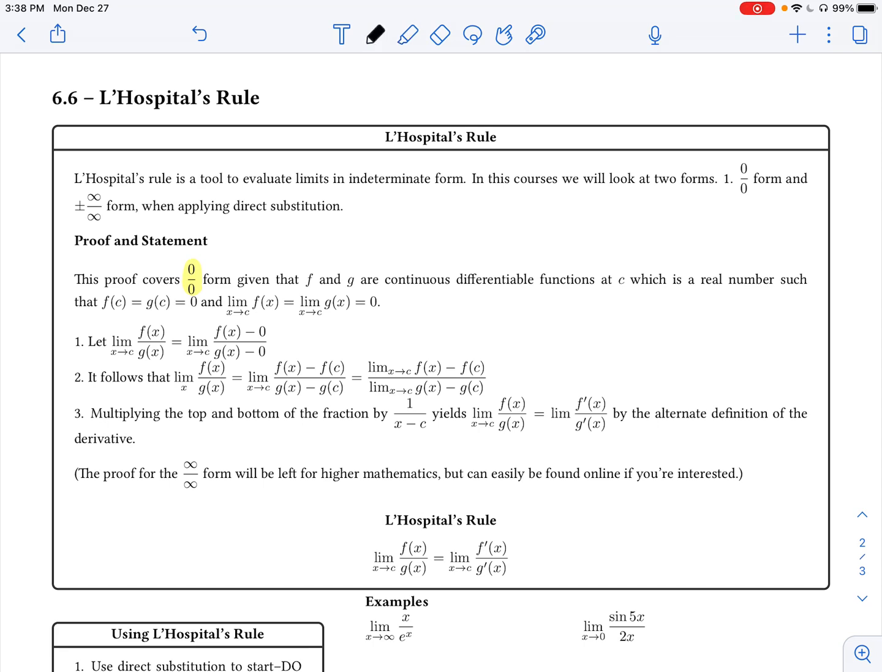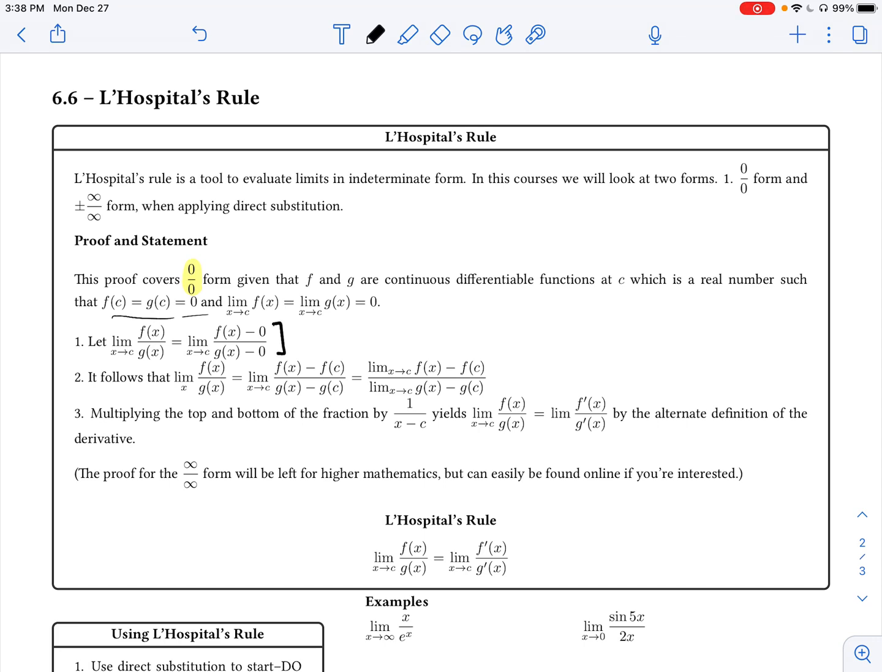So in the form where we're talking about 0 over 0, if f of c and g of c are both equal to 0, therefore the limits of each of these functions as x approaches c are both 0. Then we can say the following. First off, we're going to rewrite this limit statement so that we're subtracting 0 from the numerator and the denominator.